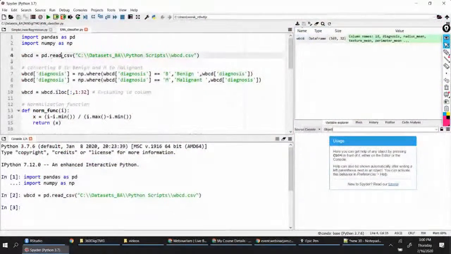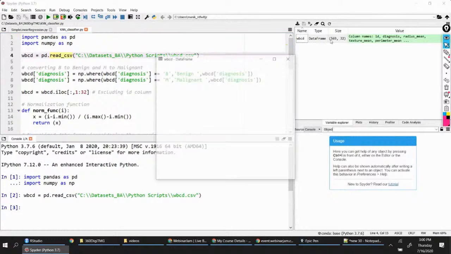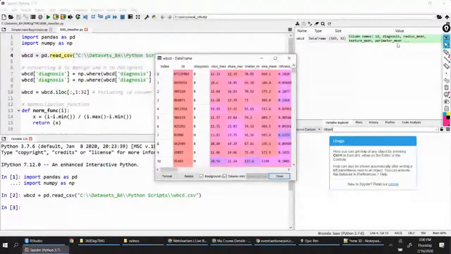Now on this data set, if you observe, I have 32 columns and 569 rows. The first column is a random ID, like an employee ID, right? We don't require it for our analysis. You can completely ignore it. And the next column is the diagnosis column, which is benign or malignant.